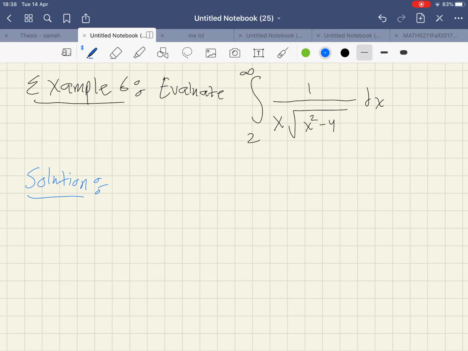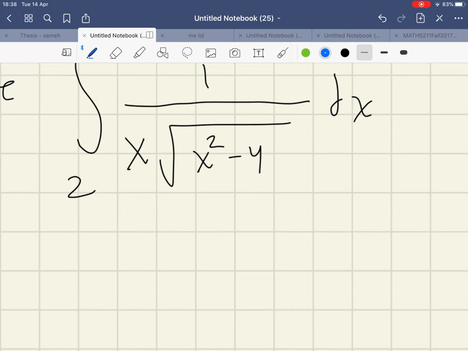If we look at this integral, the first thing we will notice is that this is really an improper integral because of the infinity here. But this is not the whole story, because remember we need to check where this function is not defined. So we know this is improper because of the infinity, but we also need to check where this function is not defined.